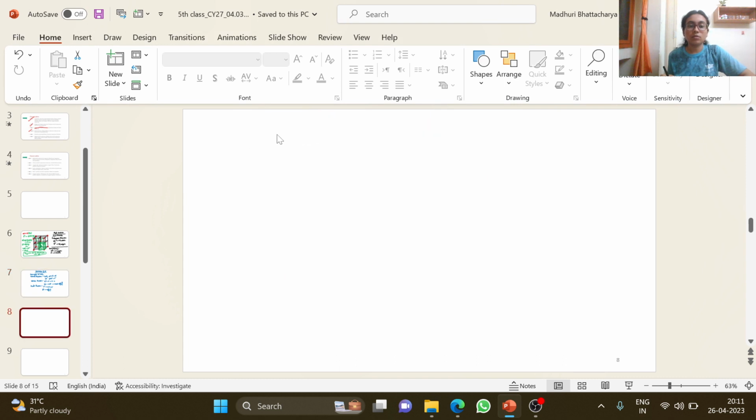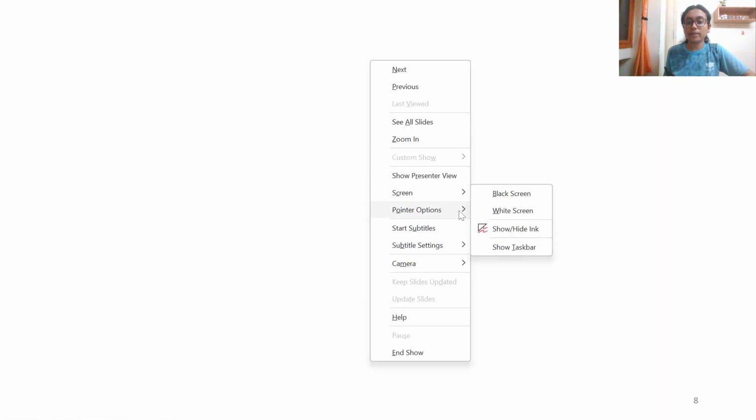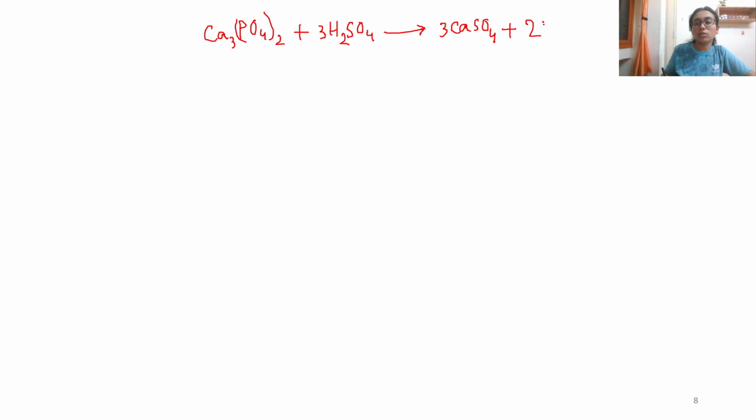How do we produce phosphoric acid from calcium phosphate containing apatite materials? Ca3(PO4)2 plus 3H2SO4, giving rise to 3CaSO4 plus 2H3PO4. Right, this is the production of phosphoric acid.